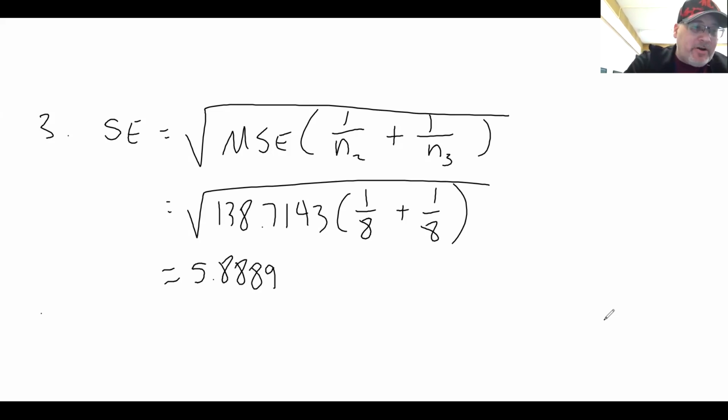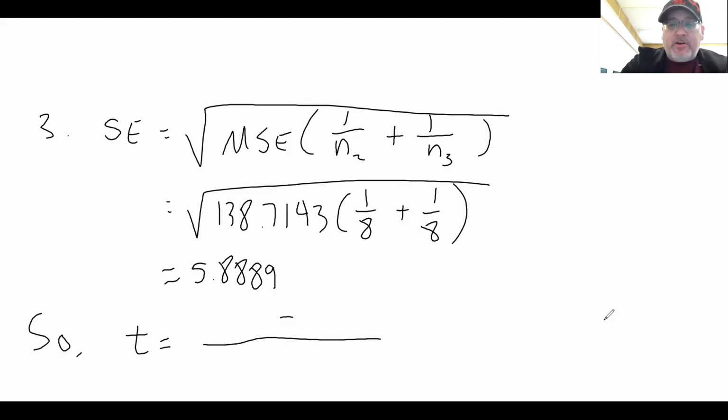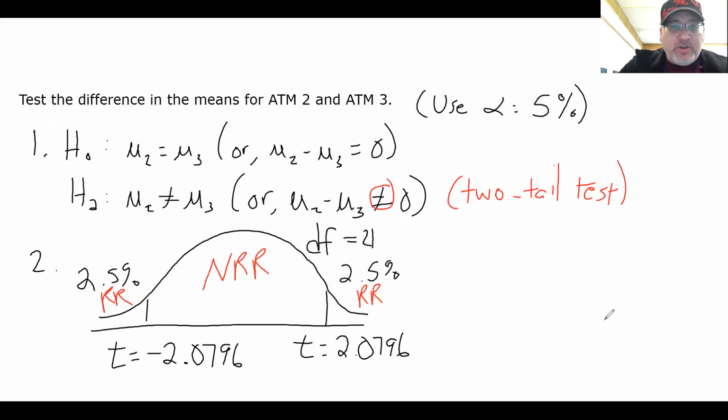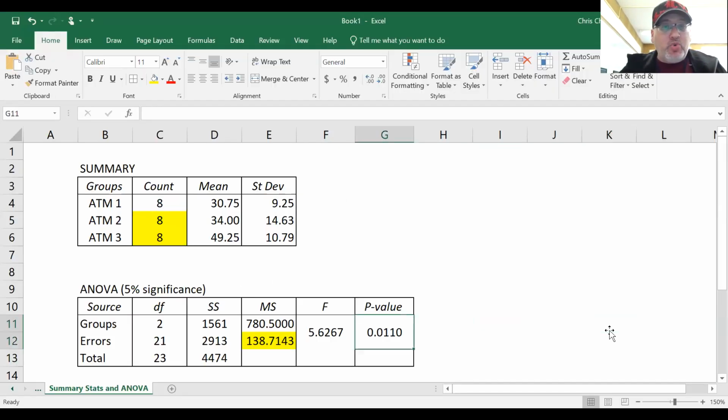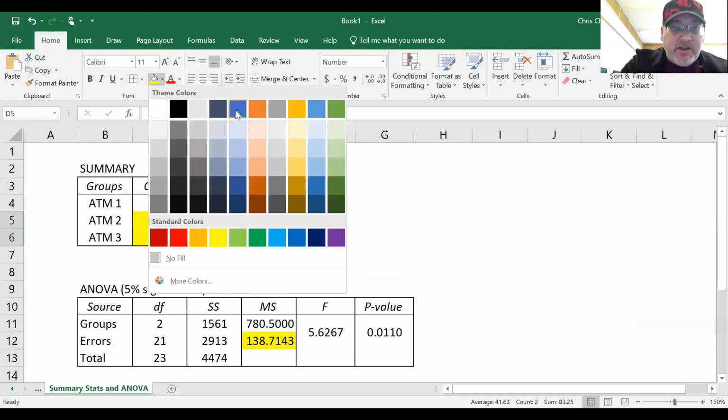Now that we have our standard error, our test statistic is the difference in our sample means divided by that standard error. Now remember, we're testing mu2 and mu3, more specifically mu2 minus mu3, whether or not it's 0. So we need x bar 2 minus x bar 3. Let's go find our x bars. X bar 2 minus x bar 3, that would be these two right here.